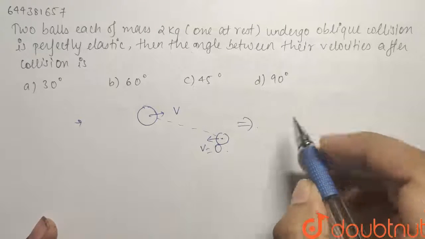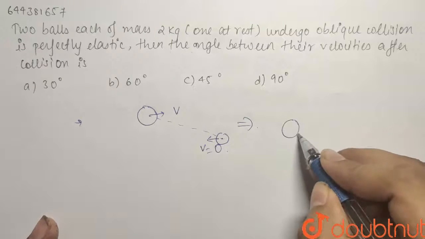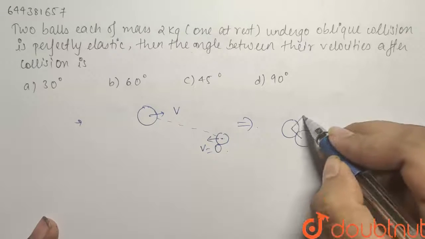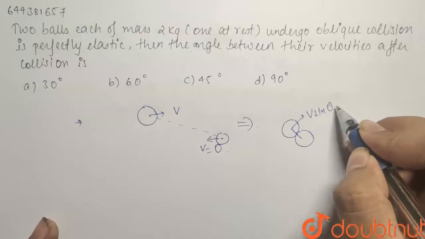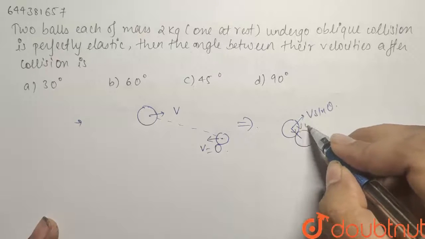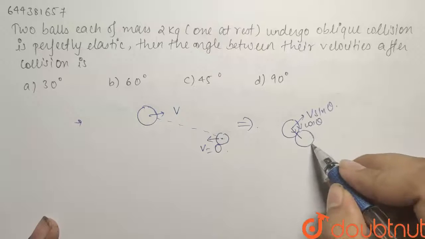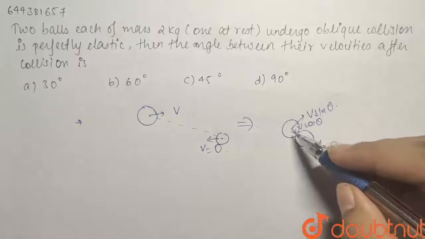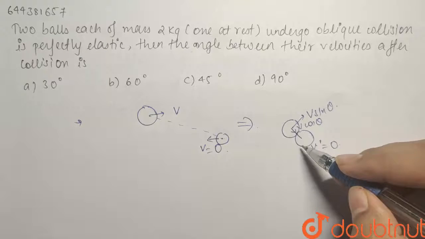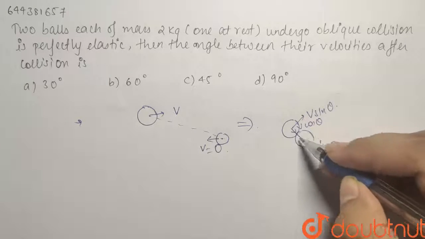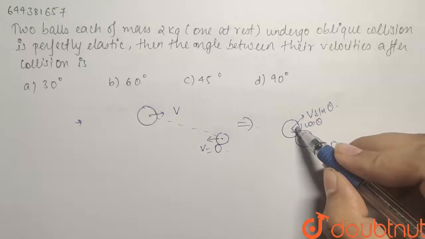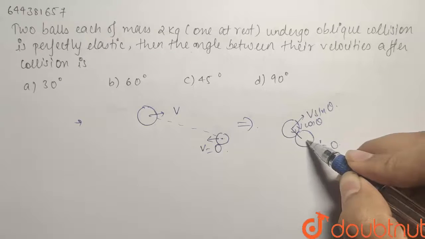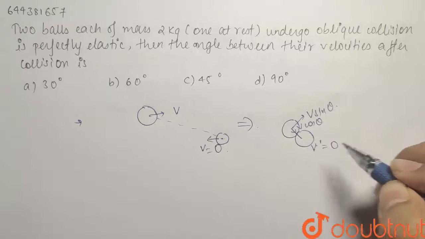So after some time, if this is your ball 1 and this is your ball 2, ball 1 will have a velocity v sin theta in the upwards direction and v cos theta in this direction, and the velocity of ball 2 is equal to 0. So along the common normal, as the mass is the same and it is an elastic collision, the velocities are going to get reversed. That is, the v cos theta of the first ball becomes 0, and the second ball will start moving in this direction with velocity v cos theta.